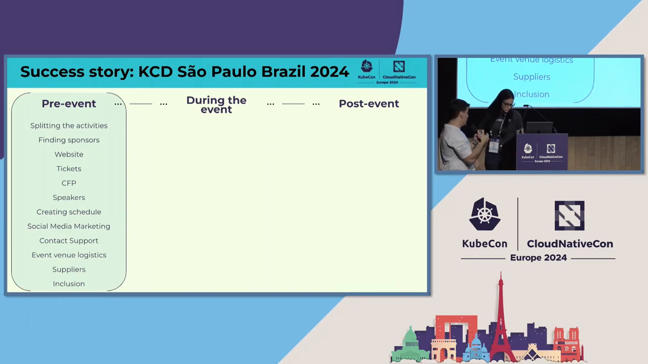Like I said, in Brazil, me and Jade and the other organizers spent like 8 to 9 months doing these kinds of things. I'll just go briefly through each one of them. First of all, make sure you split the activities among all the organizers. There are many things to do, so make sure you organize accordingly and have people committed to each of these items.